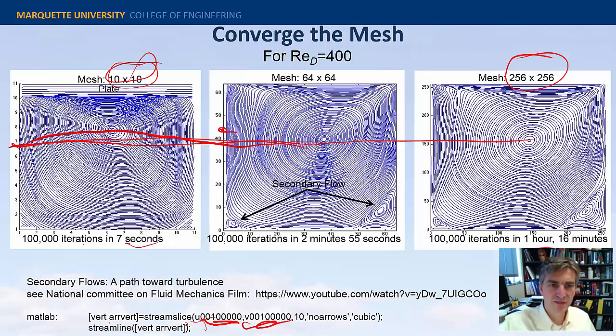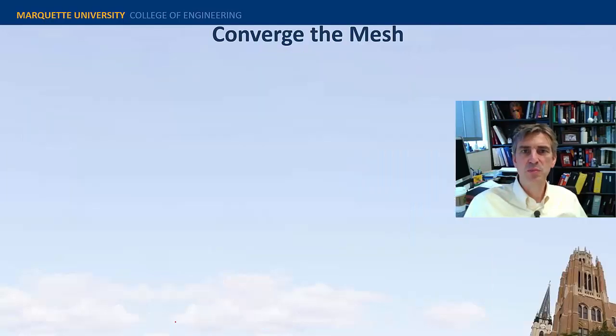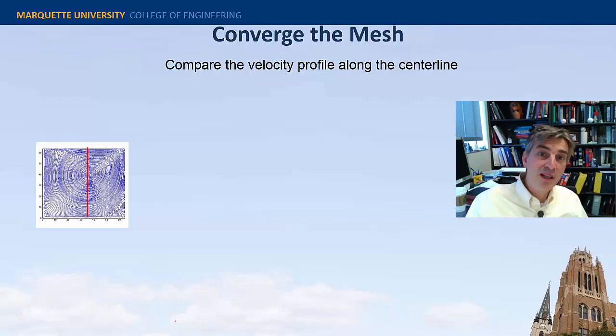So this will generate the vertical and the RVert data, which will then be plotted by Streamlines. So try that out. It's a pretty neat function. It gives you some really beautiful plots. All right, so we converge the mesh, right? And in order to really do it, we just kind of looked at it there.